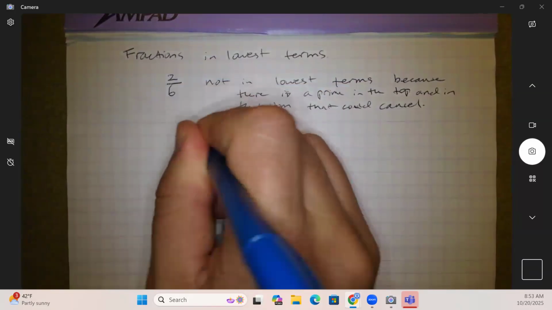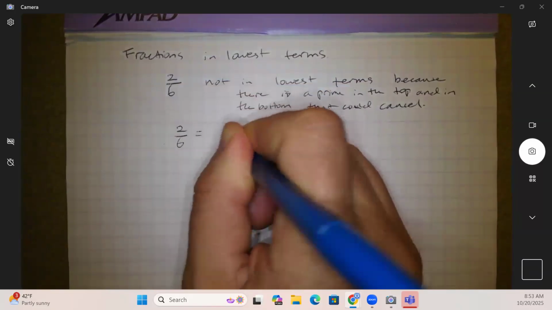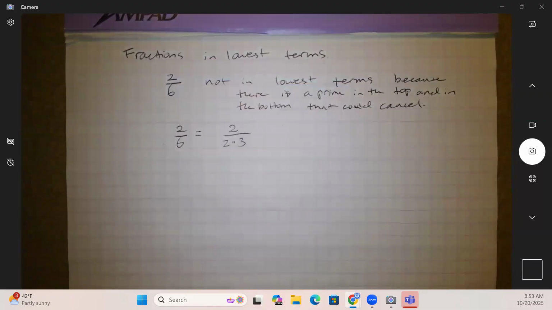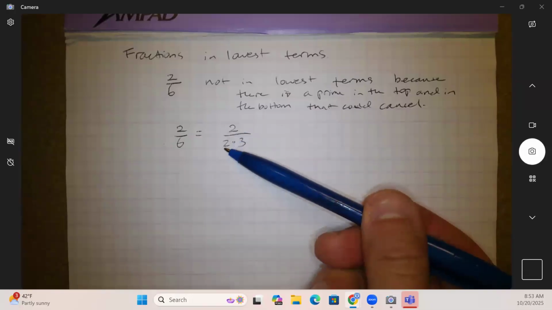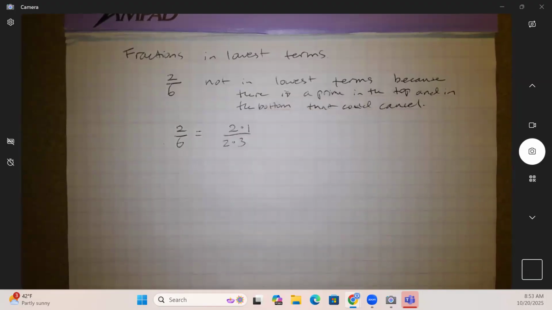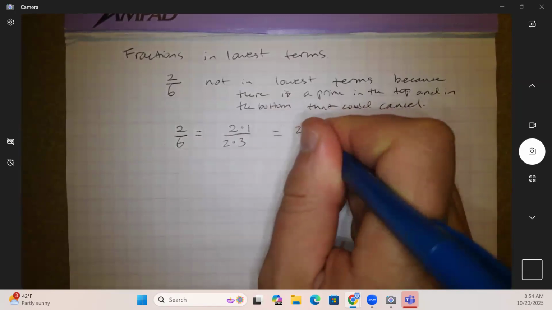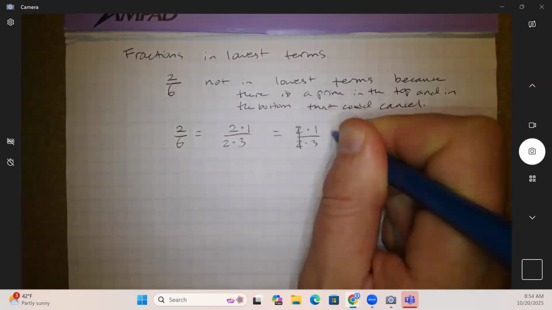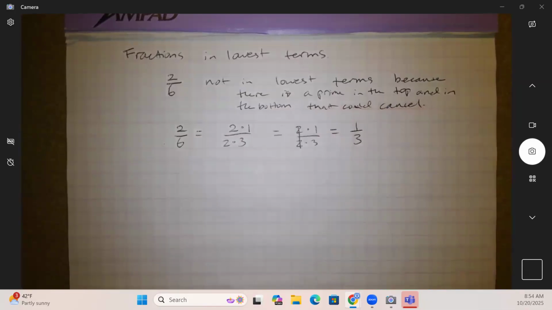2 over 6 is 2 divided by 2 times 3. And now we can see there's a prime that's in the top and the bottom that could cancel. And to be really clear, let's write it as a 2 times 1 so we don't lose track. So the 2's cancel and we have a 1/3. So that fraction is in lowest terms.